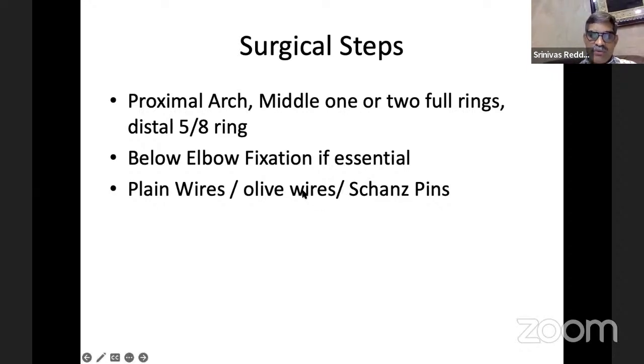Olive wires can be used depending on the choice of the surgeon to add more stability to the fixation. And proximally we will go for 6 mm Schanz pins, and distally, in the supracondylar region from the posterolateral to anteromedial aspect, we can go for a Schanz pin. That Schanz pin we can go with a 5 mm Schanz pin.